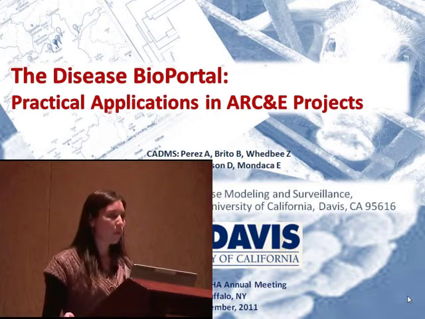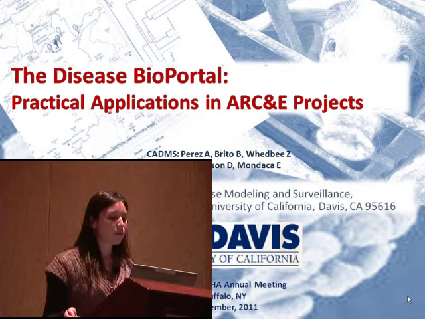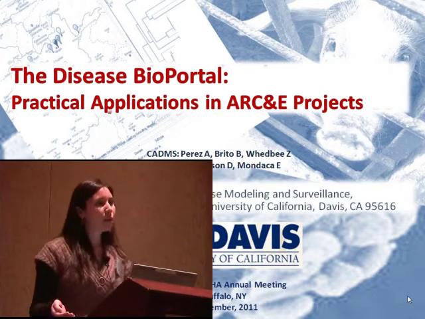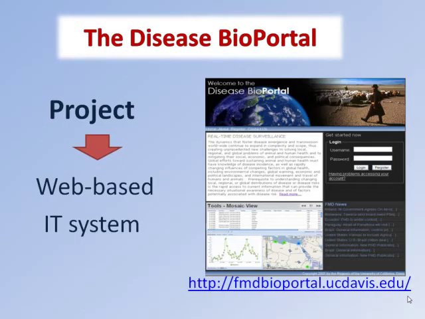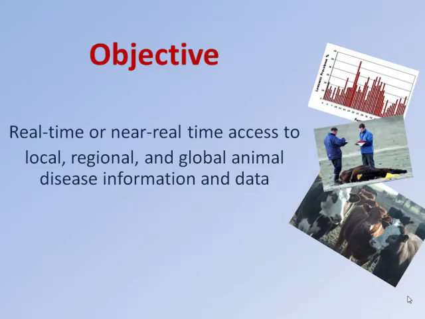The objective of the project was originally to create near real-time access to local, regional, and global animal disease information data. The idea was to have a place where data from different sources was compiled, and also to be able to analyze this data. We have data from the OIE, from FAO and PRRS, from different national databases. So the idea was to have a complete picture of animal disease information for global animal disease surveillance.